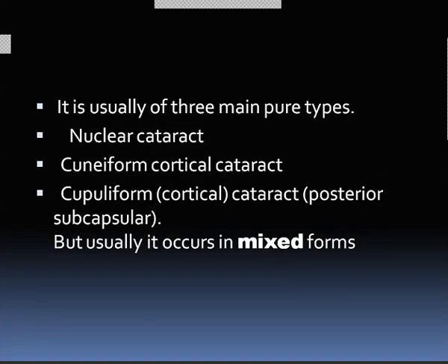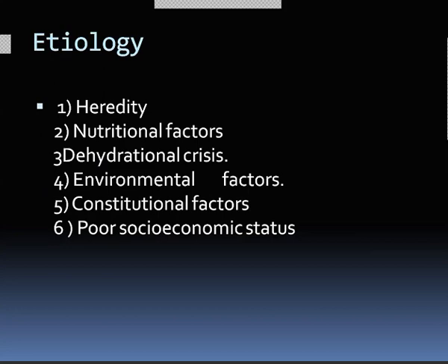It is usually of the three pure types, that is the nuclear cataract, cuneiform cortical cataract, and the posterior subcapsular cataract. But usually it occurs in the mixed forms. Pure forms are rare, and they say that nuclear and the cortical cataract combined may occur either in the form of the posterior subcapsular, that is the cupuliform, or the cuneiform cortical.